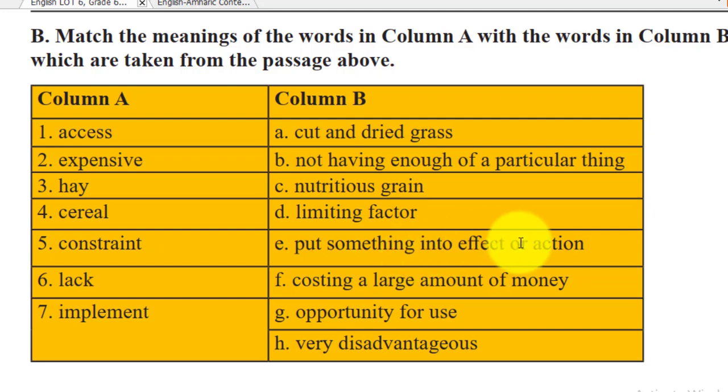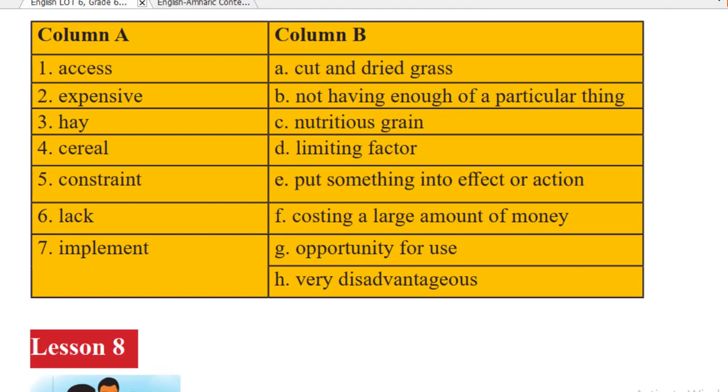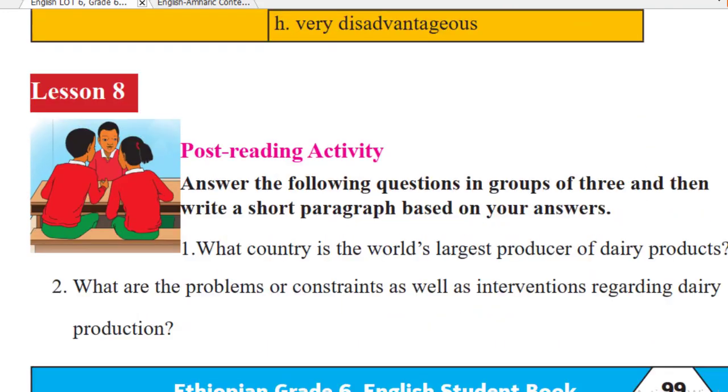Number 7, putting something into effect or action. አንድ ነገር ወደ ተግባር መቀየር ነው, implement ይሆናል ማለት. So you can check them again, how much they are used in their context. በአጋባባቸው ምን ያህል ተግባር ላይ እንዳዋሉት ቼክ ታደርጋላችሁ.